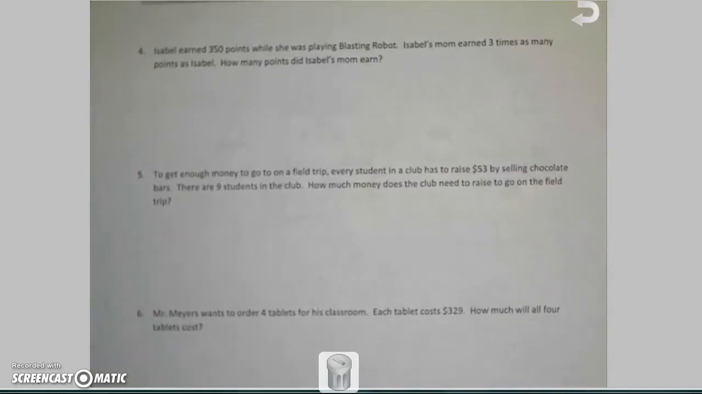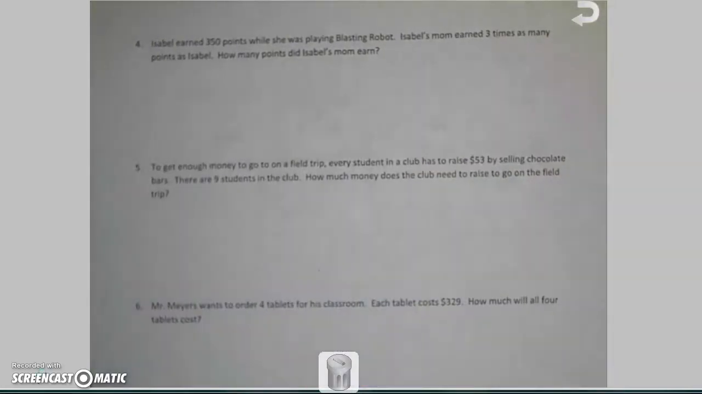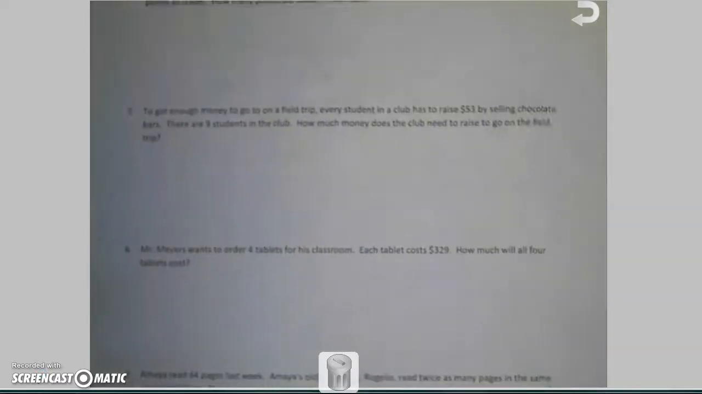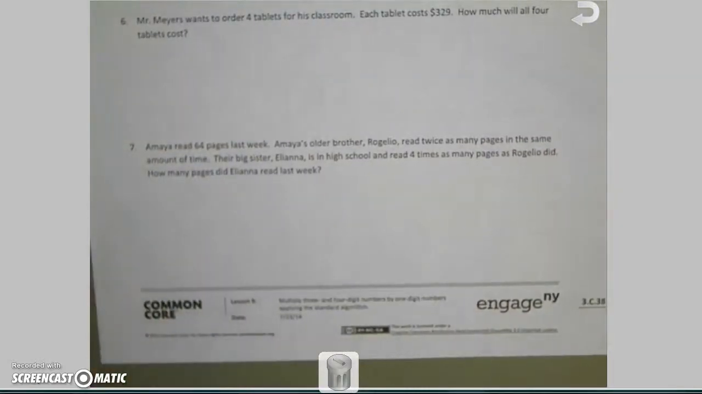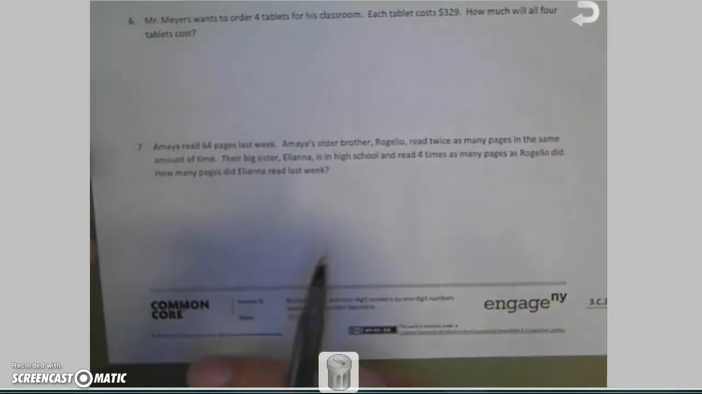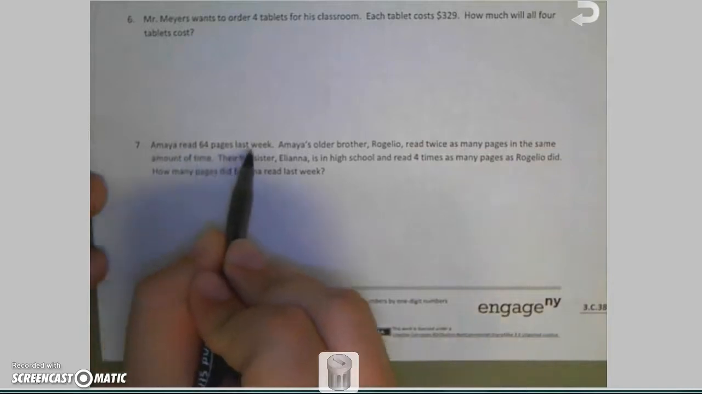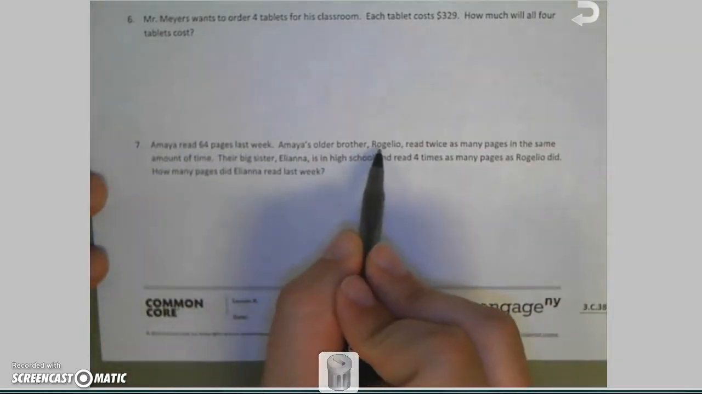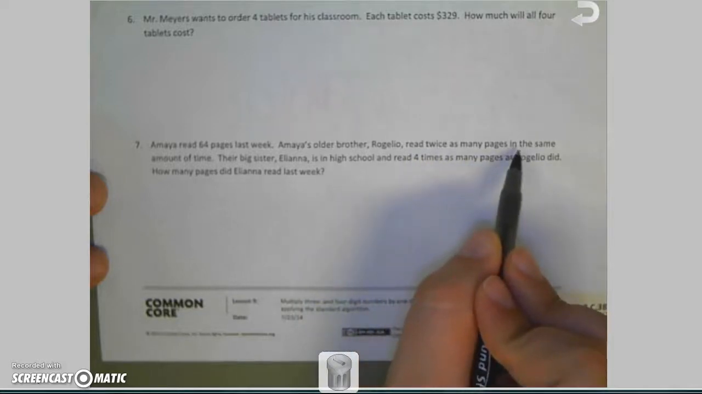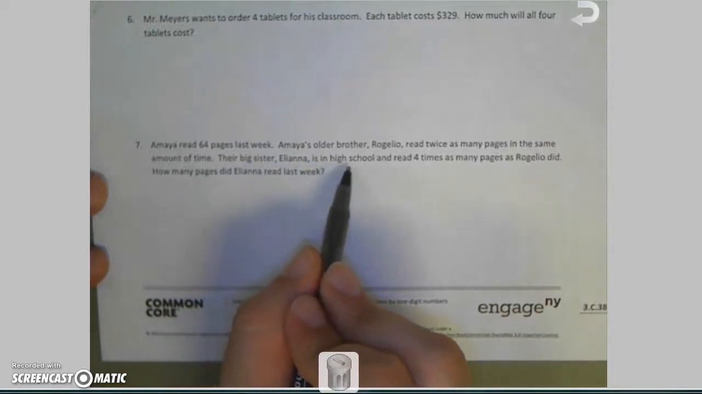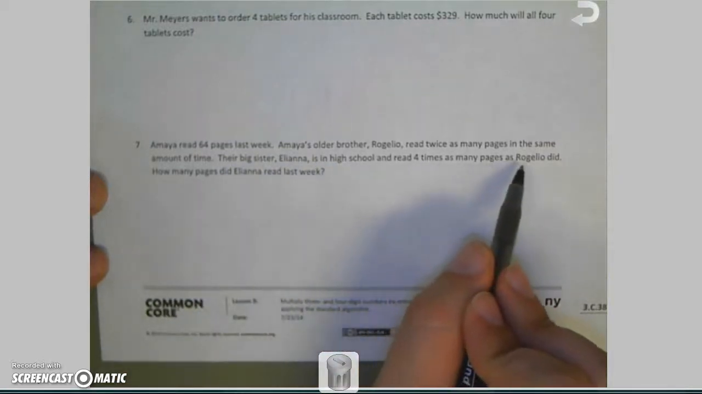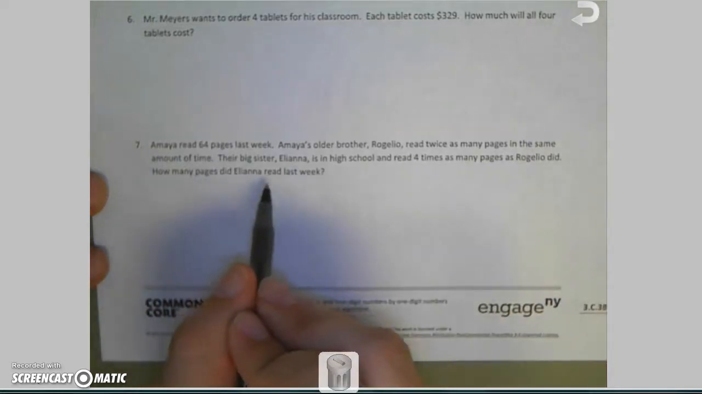And on the back, we have word problems. Now problems 4, 5, and 6 should be pretty straightforward. However, I want us to focus on problem 7. Problem 7 can be kind of tricky because there's multiple steps. So if you get stuck, feel free to check out this video. So it says, Amaya read 64 pages last week. Amaya's older brother, Rogelio, read twice as many pages in the same amount of time. Their big sister, Eliana, is in high school and read 4 times as many as Rogelio did. How many pages did Eliana read last week?